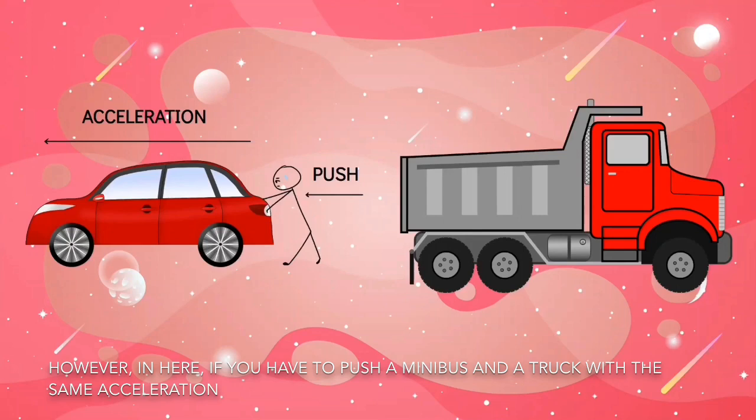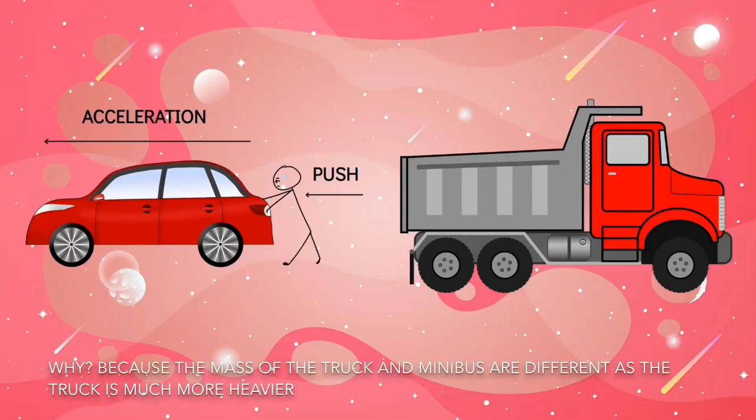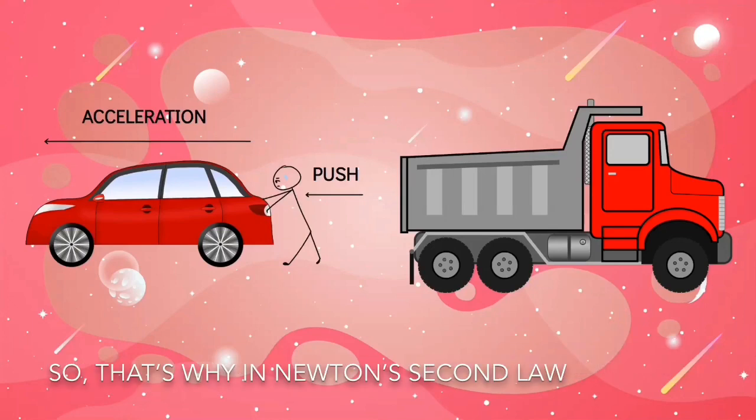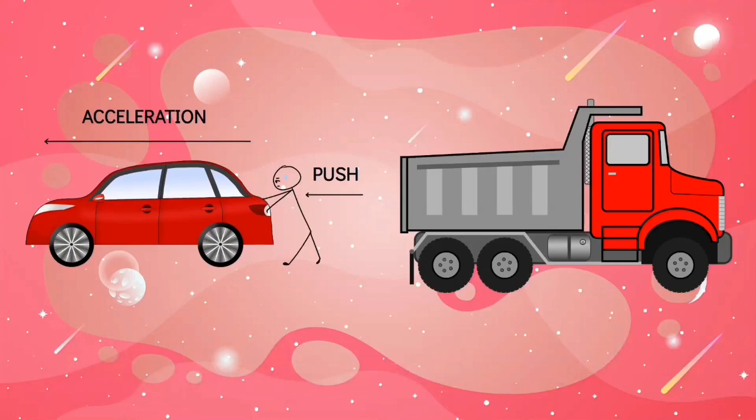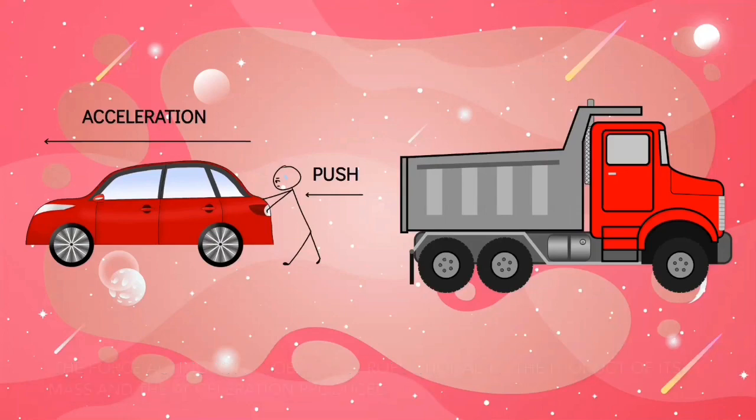However, if you have to push a minibus and a truck with the same acceleration, then it takes much more force to push the truck. Why? Because the masses of the truck and minibus are different, as the truck is much heavier. So that's why in Newton's second law, the force acting on an object is proportional to the product of its mass and the acceleration produced.